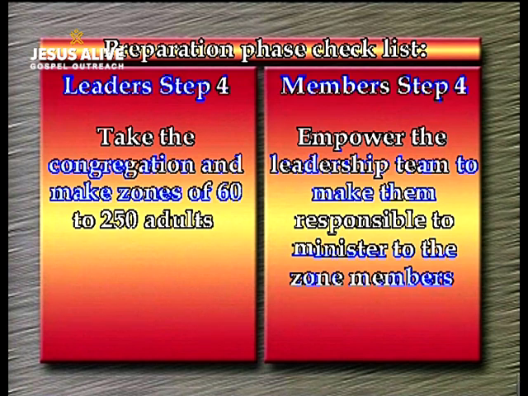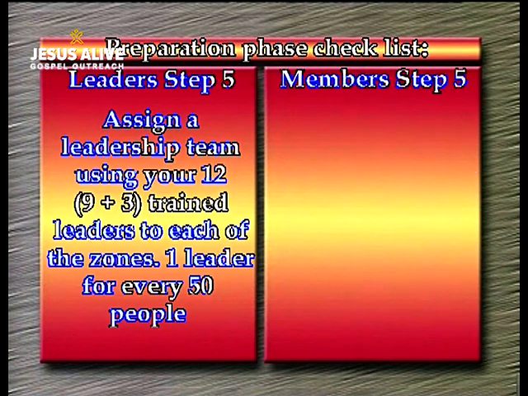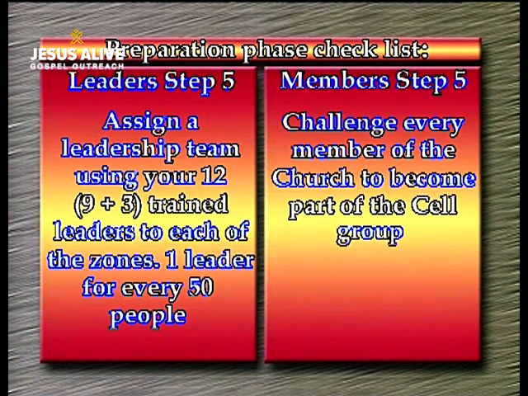Step number 5, leaders to assign a leadership team using your 12. That is 9 plus 3 trained leaders to each of the zones, 1 leader for every 50 people. Members, step number 5: challenge every member of the church to become a part of cell groups.